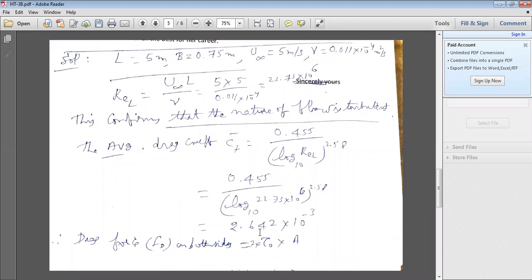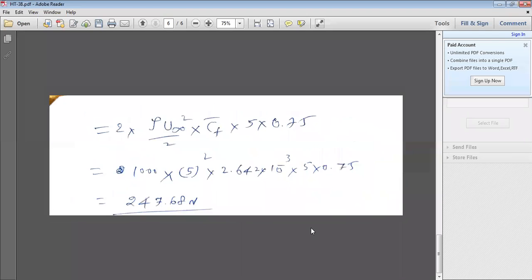CF bar is equal to 2.64 into 10 power minus 3. So 2.64 into 10 power minus 3 CF bar into 5 into 0.75. So if you calculate this one, 247.68 newtons. Like that, for turbulent flow also.